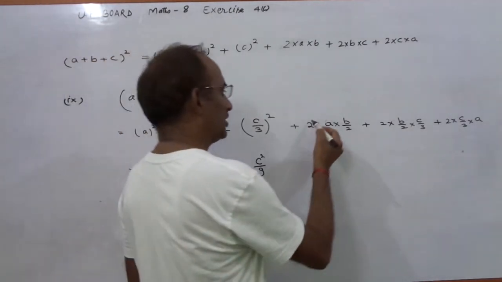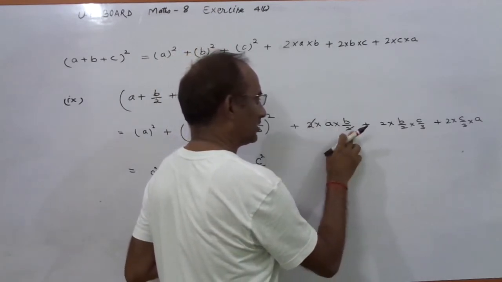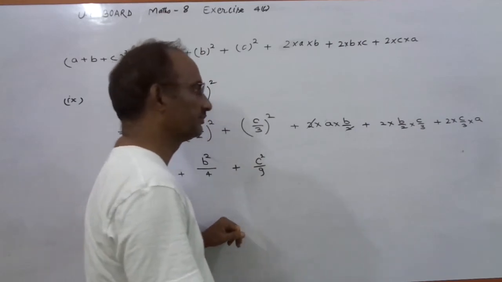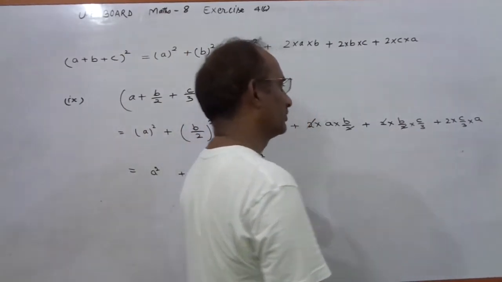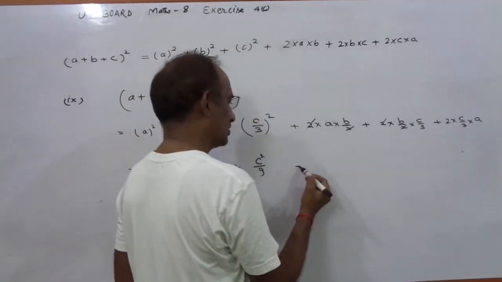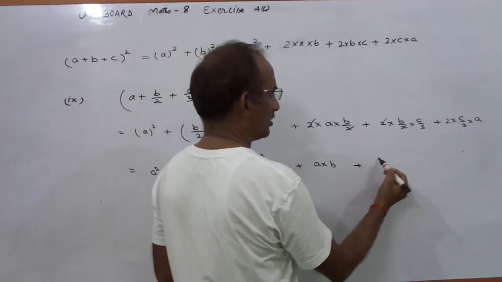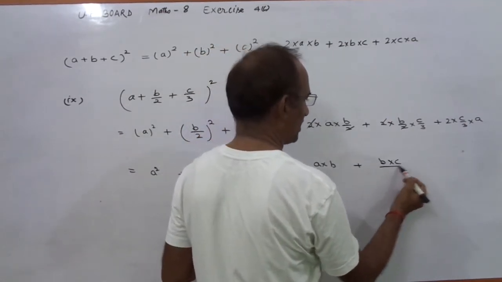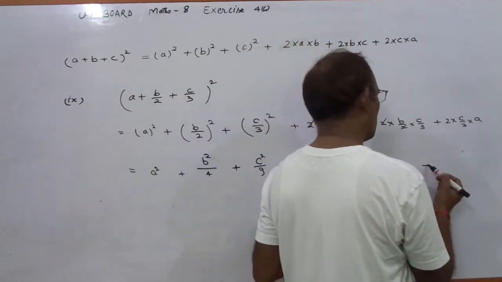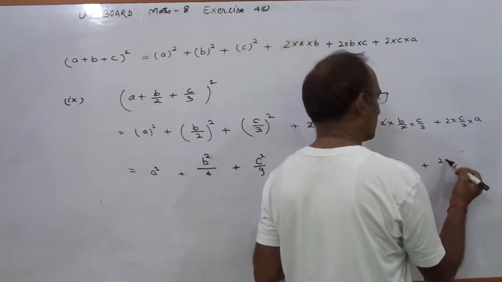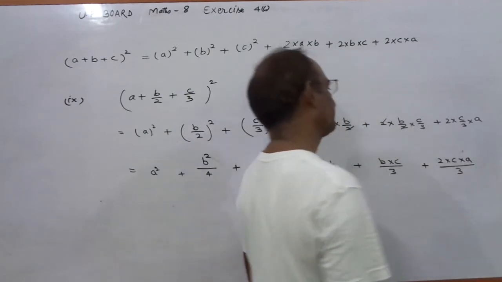In this step, this 2 is cancelled with this 2. Here this 2 is in the numerator and this is in the denominator, so it cancels, and 2 is cancelled with 2. So here we have a into b, b into c divided by 3, plus twice c into a divided by 3.